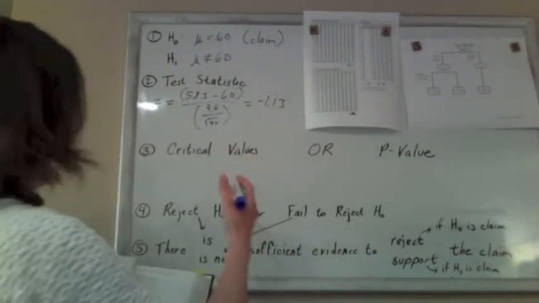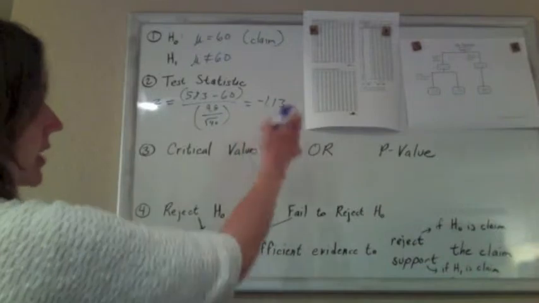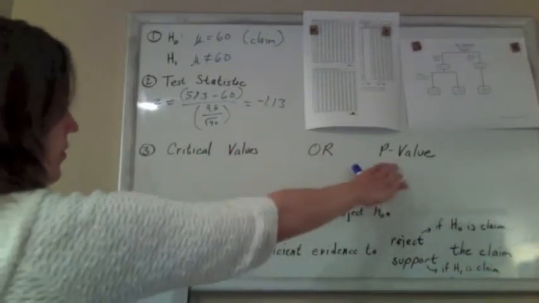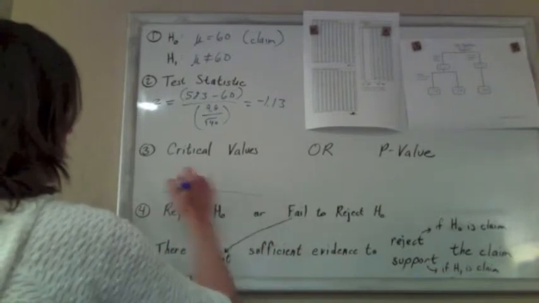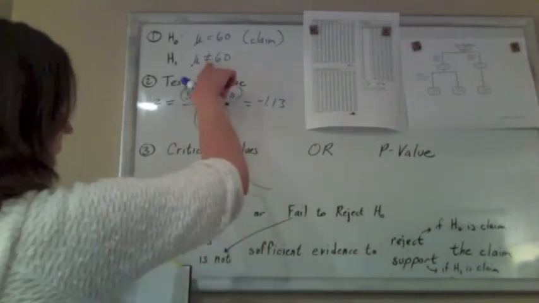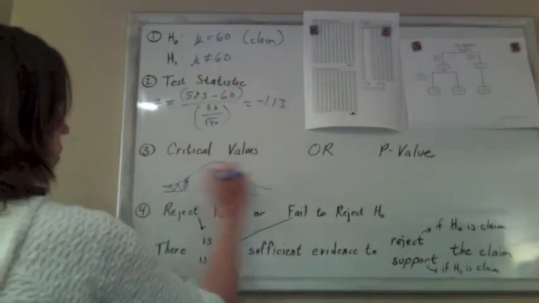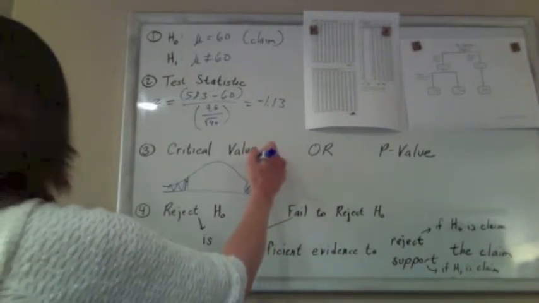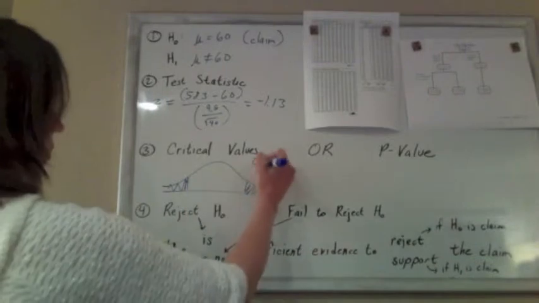It's not too far away. But how do we determine if that's significant? We can use either critical values or p-values. So a critical value, because this is a not equal to, it's a two-tailed test. And they say it's a significance level of 0.05.